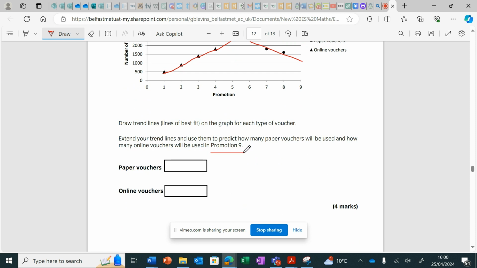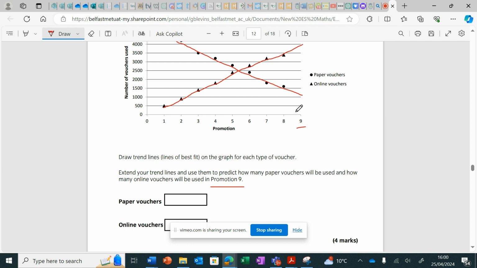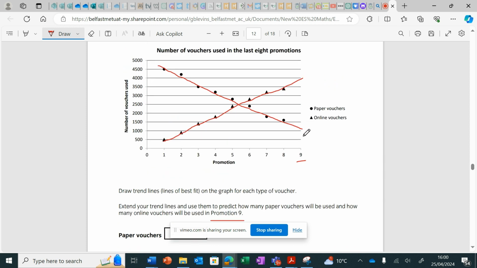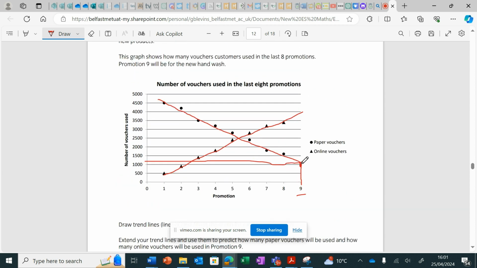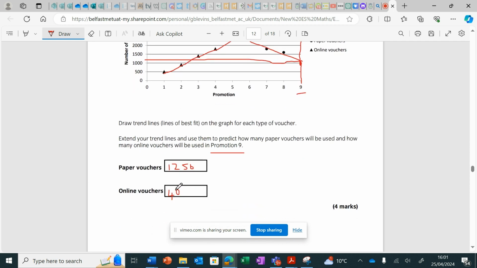It then says promotion 9. It wants me to extend my lines out to predict what a score would be on promotion 9. Well, all we do is go up from promotion 9, hit our line, and then draw a line across as best you can. And then write your number down. I think about 1,250 there, roughly. Be as accurate as you can. And then again for these ones up here, up you go, draw a line across. Looks like 4,000 there to me. So 4,000. Just make sure to draw a line in.